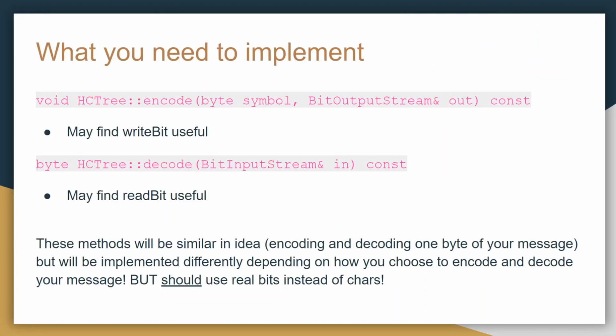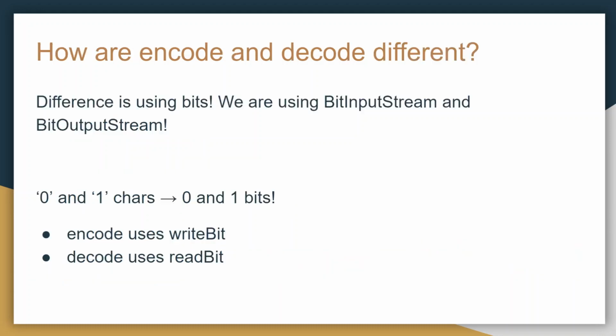Encode and decode with Bitwise IO. So what you need to implement, there are these 2 new functions for encode and decode. For encode, write bit might be useful, and for decode, read bit might be useful. And overall, these methods will be really similar to what you had before, but implemented a little bit differently depending on how you choose to encode and decode. But the main thing is that these are using real bits instead of characters, right? In our other encode and decode, we're just outputting characters, but here we're using actual bits, which is a very important difference, and it will make it so we can actually compress our file properly.